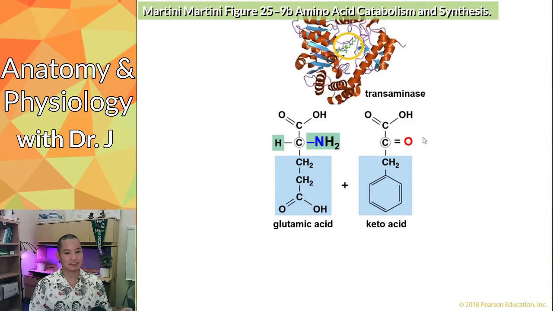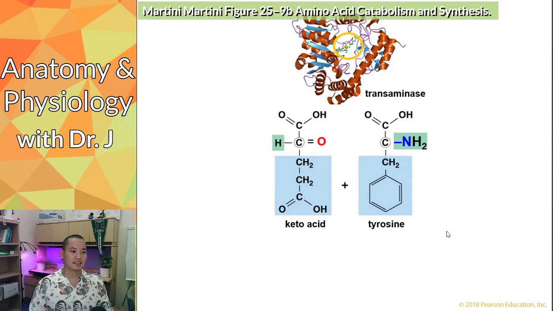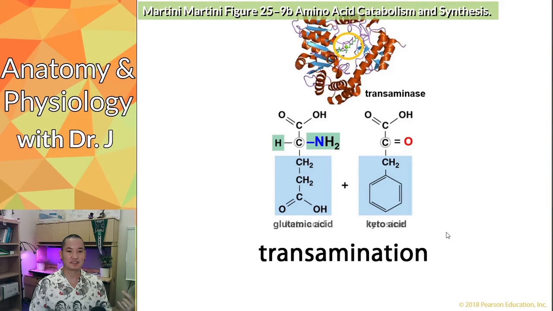In transamination, you have an enzyme called transaminase, and what does it do? It basically does a switcheroo between this ketone group and this amine group. So now this will become a keto acid, and this is now an amino acid. And these reactions are also reversible. Whenever you have this kind of switching between a keto acid and a glutamic acid, where you shift the nitrogen from one to the other, that's transamination.